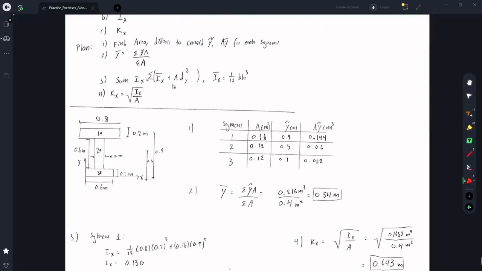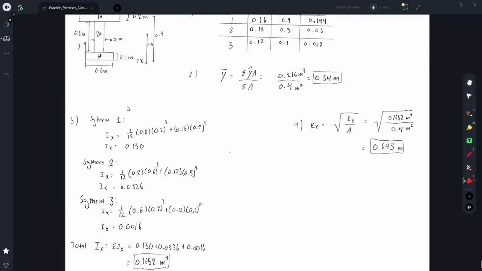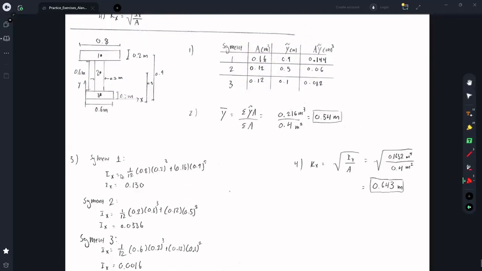So next, to find the moment of inertia, I did it for each segment. For segment 1, first I found the moment of inertia relative to its centroidal axis, and then I used the parallel axis theorem, all in one line, to find its moment of inertia about the x-axis. So the formula is 1/12 b h cubed, so I have 1 over 12 times 0.8 times 0.2 cubed, plus the area, which is in this table, 0.16, times the distance, which is also conveniently in the table, 0.9 meters squared, and that one is 0.13.